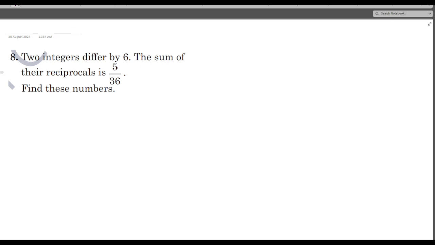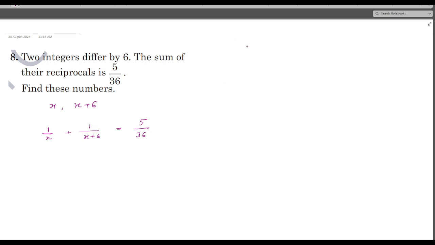Two integers differ by 6. So we can say that one integer is x and the other integer is x plus 6. Now you can see the difference is 6. The second part is the sum of their reciprocals, that means 1 upon x plus 1 upon x plus 6. The sum of their reciprocals is given as 5 divided by 36. So you can make an equation which involves only one variable.